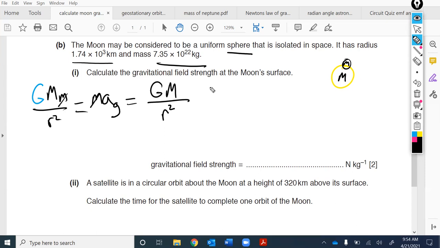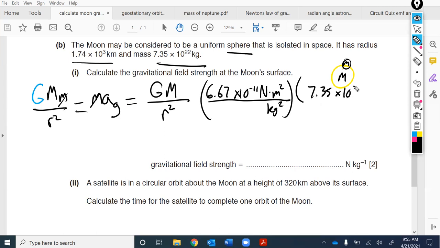All right, so G is 6.67 times 10 to the negative 11. I'll leave the units as newton meters squared per kilogram squared. I got the mass of the moon, 7.35 by 10 to the 22 kilograms, divided by the radius, let's put it down here, 1.74 times 10 to the, I don't know if you guys are going to be ready for this, 6.